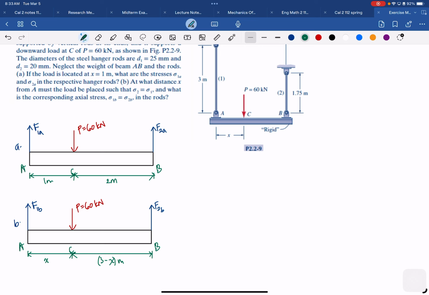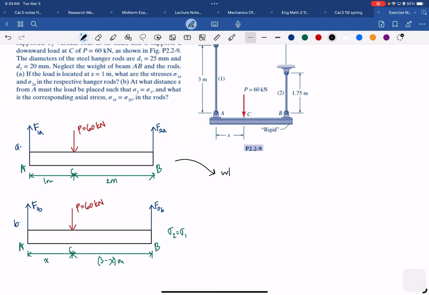Okay, so for B, the sigma assumption will be the same. So sigma 2 equals sigma 1 for B. But let's start with A first. Okay, let's start with A. So this is for A.